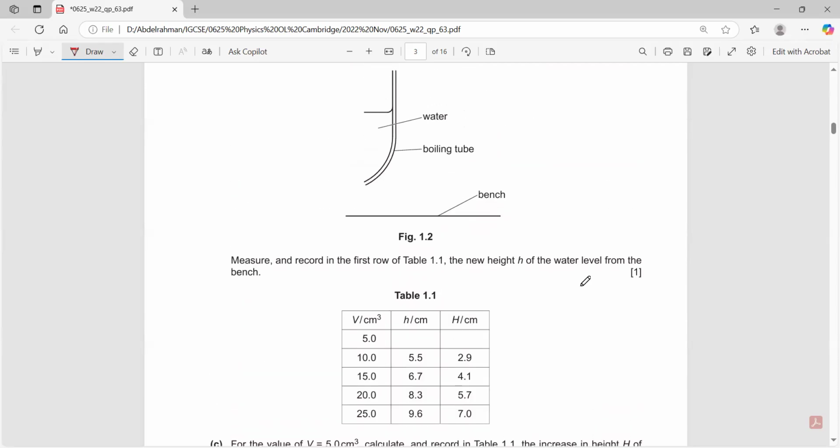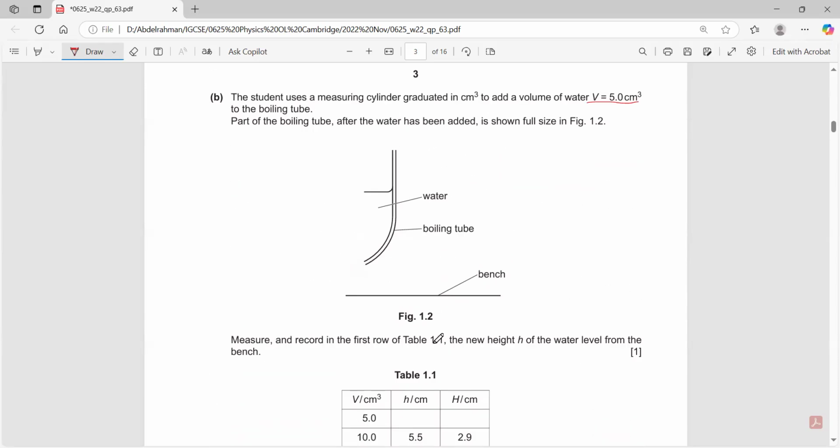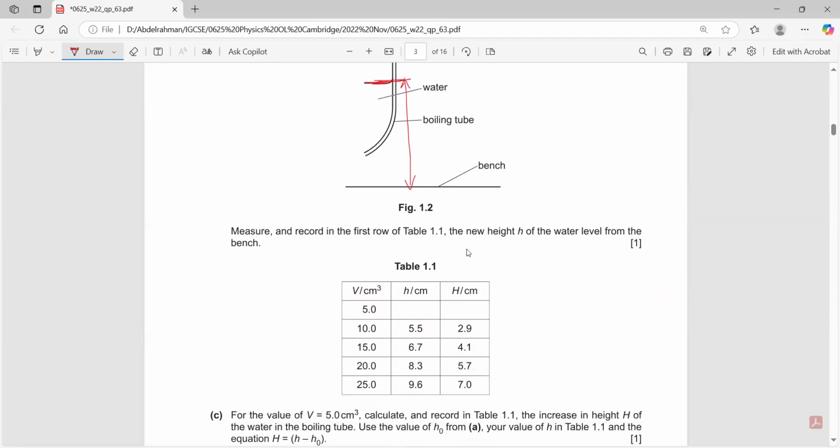First of all, can I measure the height H? Measure and record the new height H. Can I measure the new height H all the way to this point? Yes. What would this height be? Well, this height would be 4 centimeters. If your reading is slightly less, it's okay due to the printing, but it should be 4 centimeters.